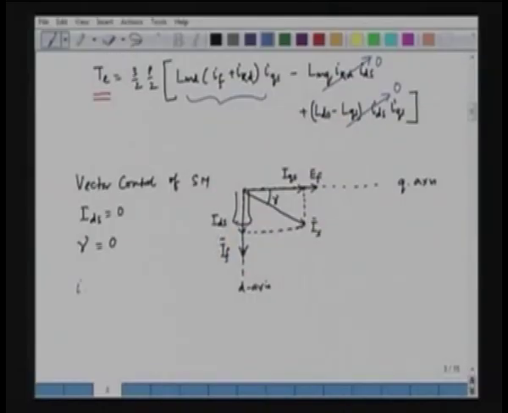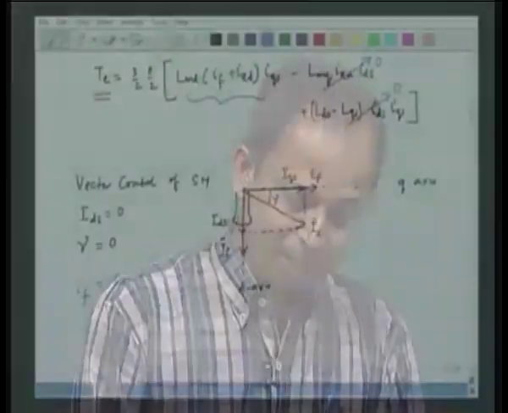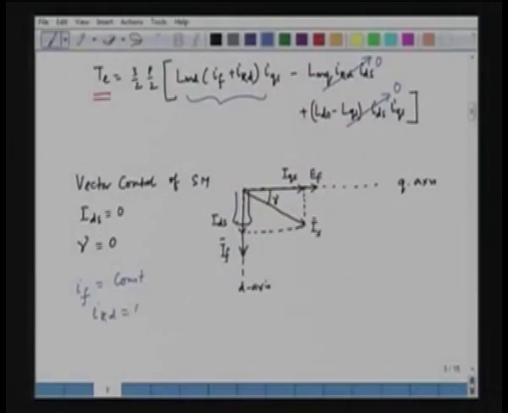Furthermore, if we keep IF constant, we do not change IF. If we keep IF constant and IDS is also equal to 0, there is no flux change in the d axis. IDS is non-existing and the field current is kept constant. Since we do not have any flux change in the d axis, the damper winding currents in the d axis will be 0. So, IKD is equal to 0. Now see the torque expression. If we put IKD equal to 0, the expression for the torque finally will be 3 by 2 into P by 2 into LMD into IF into IQS.